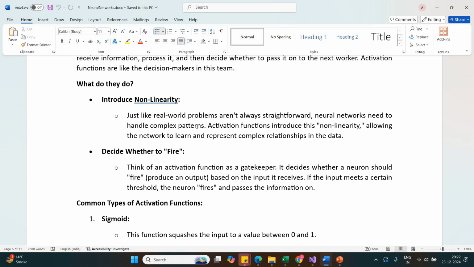The second thing it does is decide whether to fire or not. You can think of an activation function as a gatekeeper. It decides whether a neuron should fire and produce an output. If your neuron is not going to produce any output, then you are not going to reach the next layer of neurons. Based on the input it has received, it decides whether to fire. If the input meets a certain threshold, which I discussed in the previous video as well, then the neuron fires and passes the information on to the next layer.